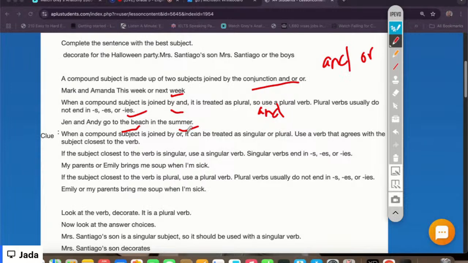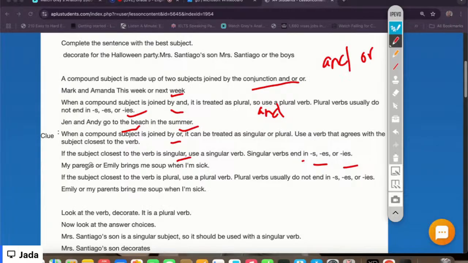Then, when a compound subject is joined by or, it can be treated as singular or plural. So, use a verb that agrees with the subject closest to the verb. Okay, so if it is joined by or, you have to use the verb that agrees with the subject closest to it. If the subject closest to the verb is singular, you have to use the singular verb. So singular verbs end with s, es, or ies.